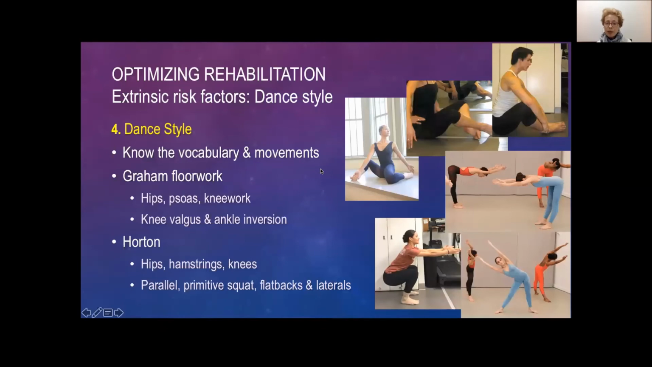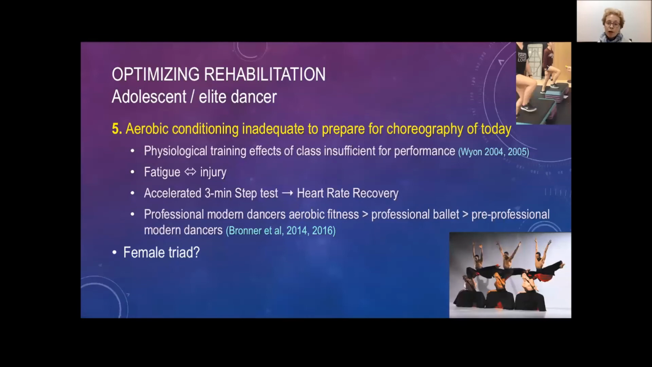And you can see here she's giving herself a knee valgus. Here his ankle is in inversion, so those are all stressors. Horton technique involves problems at the hips, hamstrings, and knees. Here we have our flat back sequence, our lateral sequence, and then we have this extreme knee flexion in primitive squats. Number five, aerobic conditioning is inadequate to prepare for the choreography of today.